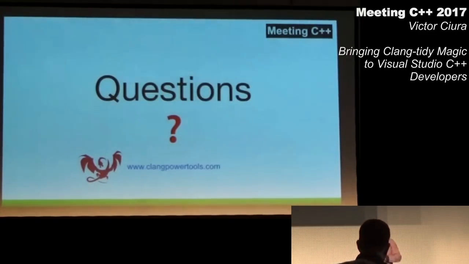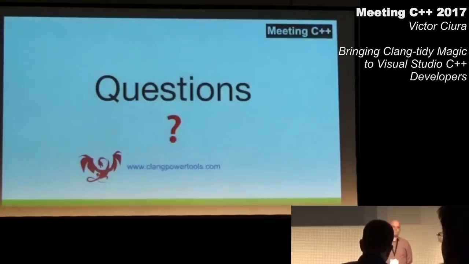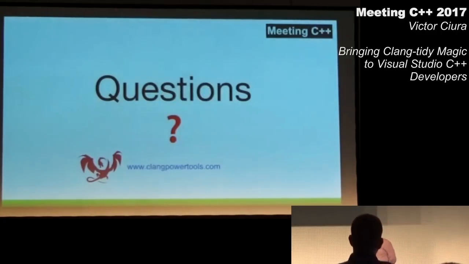The other question I had was, when you were trying to get things to compile, were you changing your code or were you changing Clang? Like, are you teaching Clang about Windows-specific macros and such? 100% of the time it was our fault.